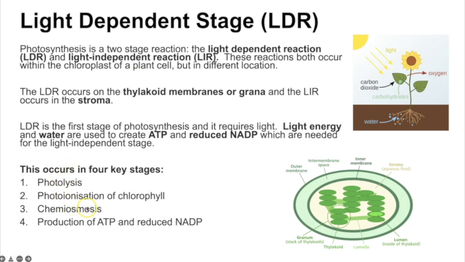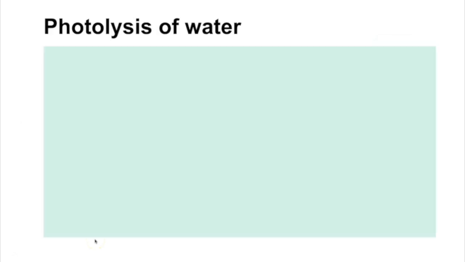So there's four key steps here. We have photolysis, photoionization of chlorophyll, and chemiosmosis. Now, those are actually the three processes. Production of ATP and reduced NADP is the outcome, but AQA state these are the four key stages that you need to know. So starting with photolysis, photo refers to light, lysis means splitting.